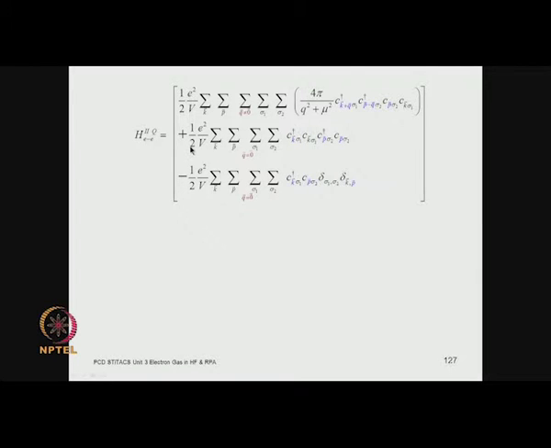You have got these two terms, the first one with a plus sign, the next with a minus sign. Look over here, what is this? These two are nothing but the number operators, C dagger C, right. So this is nothing but the number operator, so is this. This is the number operator for the state k sigma 1, and this is the number operator for the state p sigma 2.